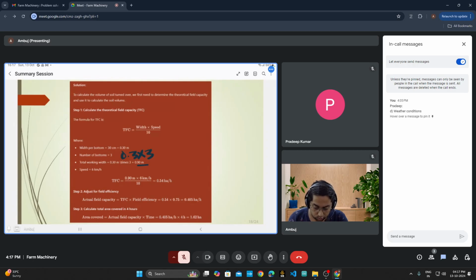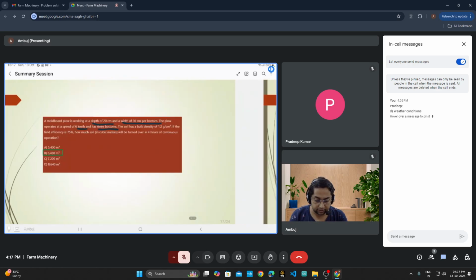So AFC I have known. Now area I can very easily calculate by multiplying it by 4 hours, because 0.405 hectare per hour is my actual field capacity. So area covered would be 0.405 hectare per hour multiplied by 4, that is 1.62 hectares. That is the entire area which is getting covered.